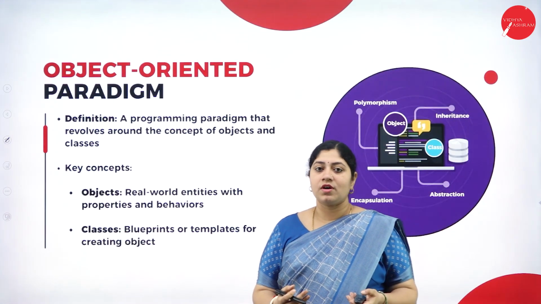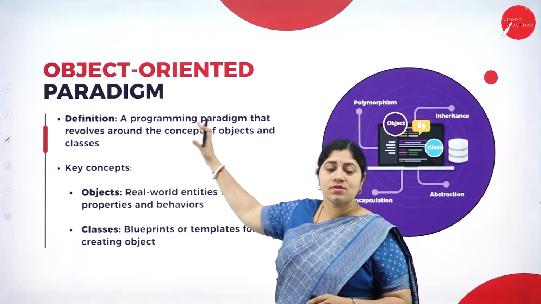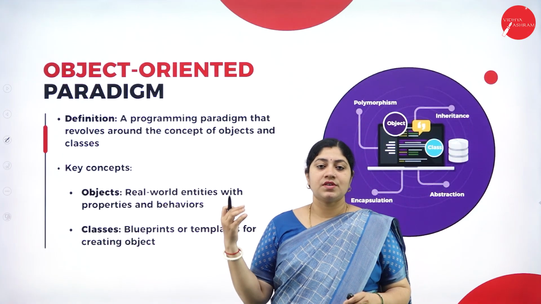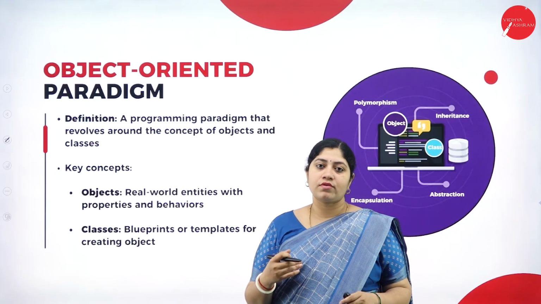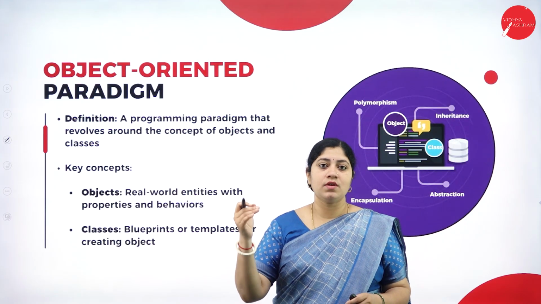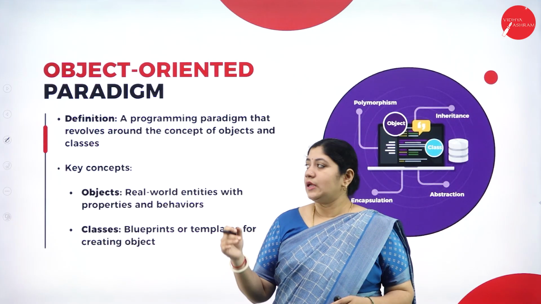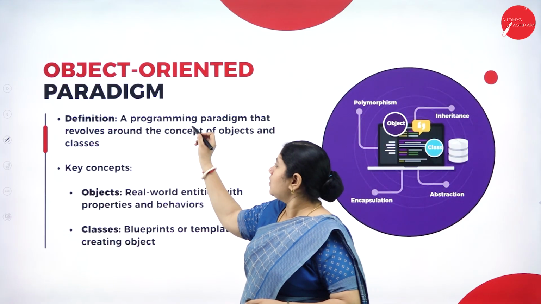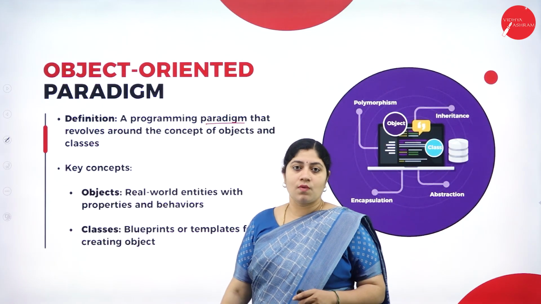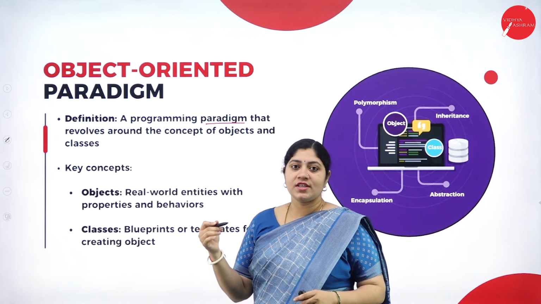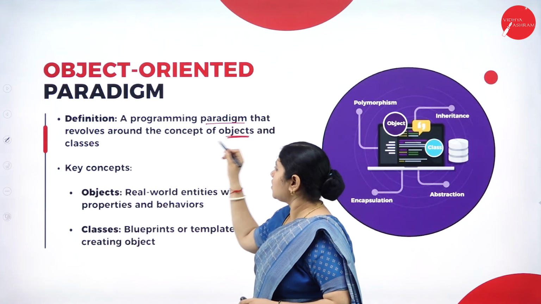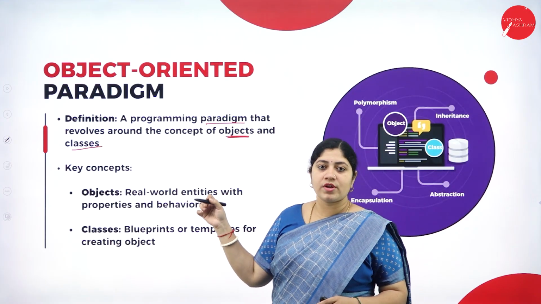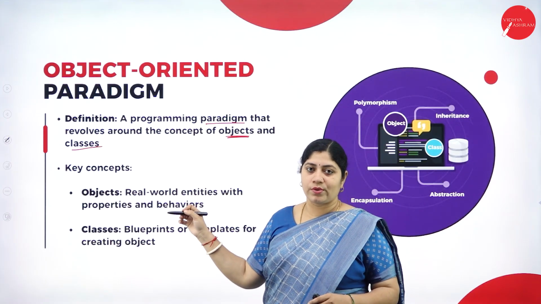Now let's move forward and understand what the object-oriented paradigm is. It is none other than a basic set of rules that we have to follow in order to deal with object-oriented programming. Let's start with a definition: a programming paradigm that revolves around objects as well as classes. Please note the objects as well as classes are very important with respect to object-oriented programming.